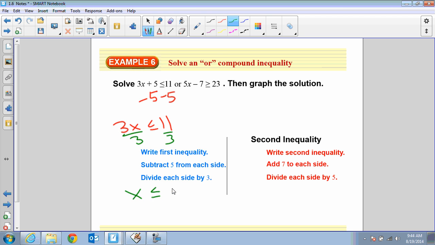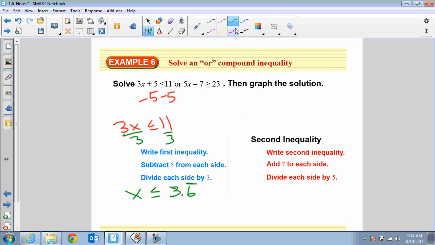which gives us x is less than or equal to, you can leave it as 11 thirds, but just for graphing purposes, we want to kind of know as a decimal what that is. It's actually 3.6 repeating. Okay. So 11 thirds, 3.6 repeating, we at least know now it's between 3 and 4.